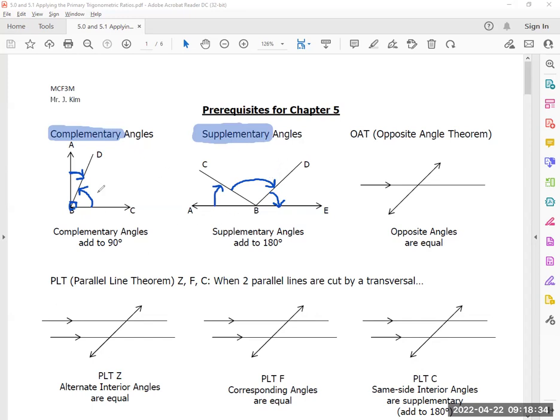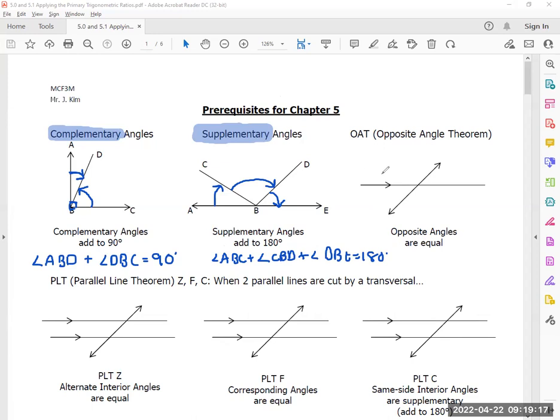If I had to write it out, I could say something like angle ABD plus angle DBC, angle DBC will equal to 90 degrees. That's all I'm saying. For this one, angle ABC, angle CBD plus angle DBE equals 180. And just things like that. So I'm pretty sure you can follow through.